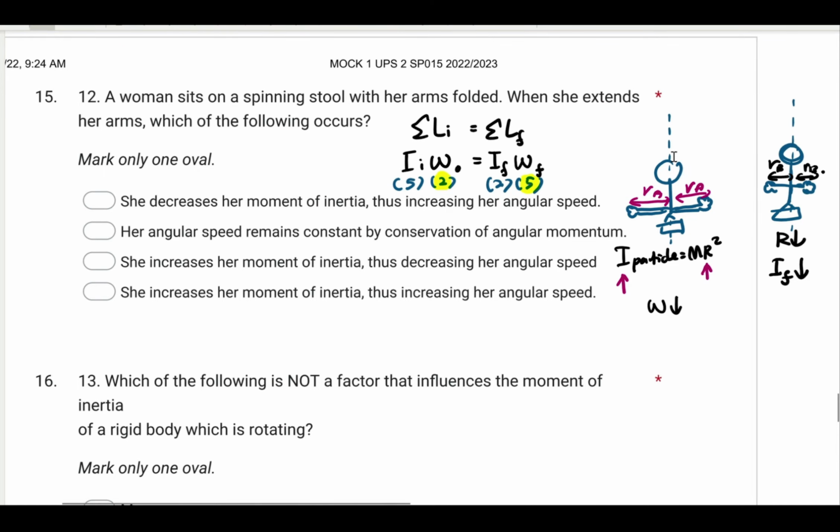Alright, so let's look at the answer. She decreased her moment of inertia, thus increasing her angular speed. But what does the question ask? It says when she extends. So initially she was folded, but when she extends, what happens? So this one is wrong. When she extends or expands her arms, the moment of inertia should be increasing. She increased her moment of inertia, thus decreasing her angular speed. Correct, so the answer is C.